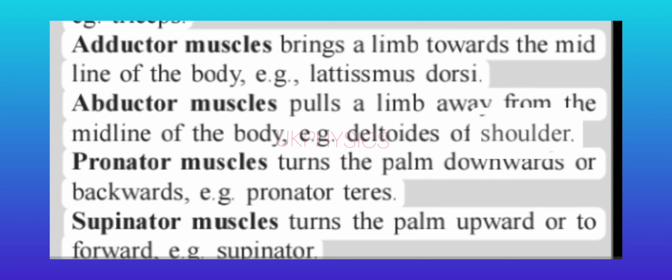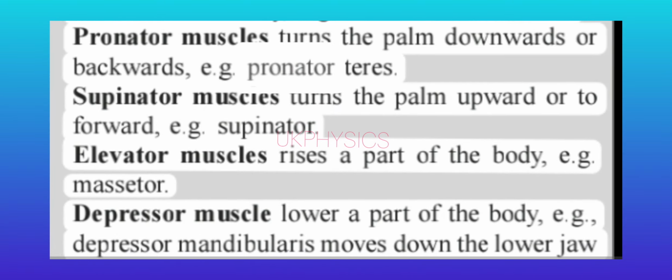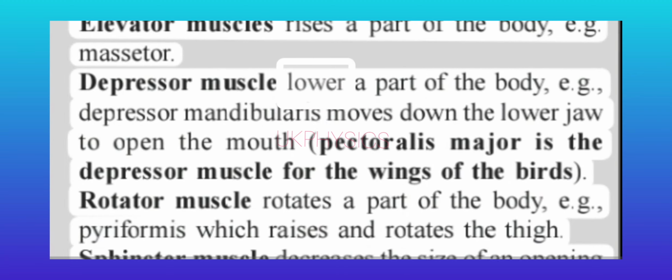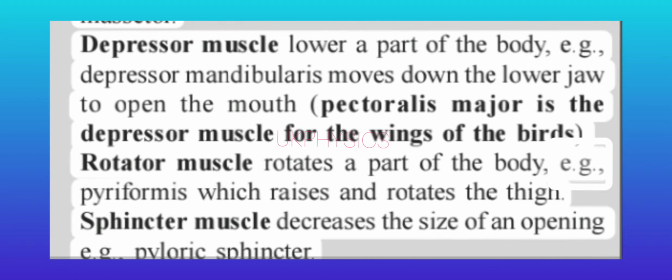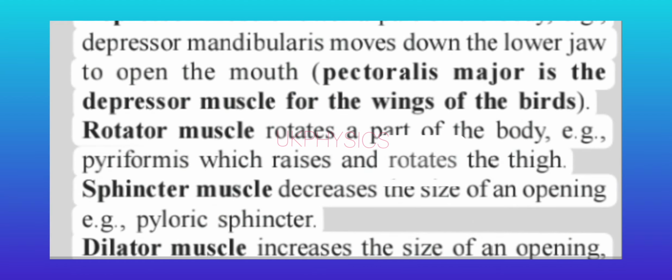Pronator muscles turn the palm downwards or backwards, e.g., pronator teres. Supinator muscles turn the palm upward or forward, e.g., supinator. Elevator muscles raise a part of the body, e.g., masseter. Depressor muscles lower a part of the body, e.g., depressor mandibularis moves down the lower jaw to open the mouth. Pectoralis major is the depressor muscle for the wings of birds. Rotator muscles rotate a part of the body, e.g., piriformis, which raises and rotates the thigh.